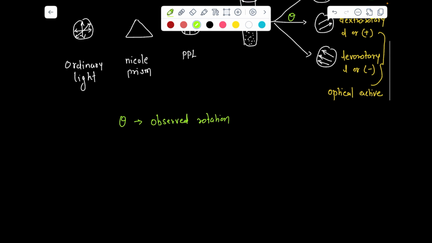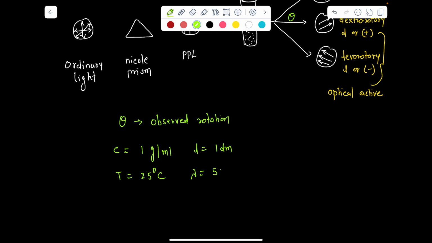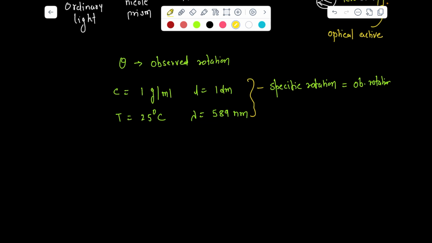Now if this observed rotation happens under some particular conditions, like the concentration of the solution being 1 gram per ml, the length of the tube being 1 decimeter, the temperature kept at 25 degrees Celsius, and the light wavelength around 589 nanometer, then in that case we can say it is the specific rotation. Otherwise, the specific rotation is equal to the observed rotation divided by the concentration and the length of the tube, where the concentration should be in grams per ml and L should be in decimeters.